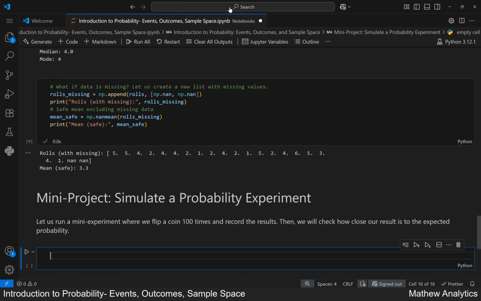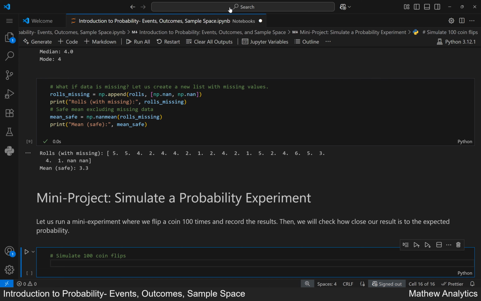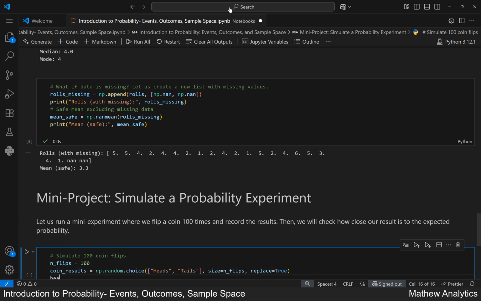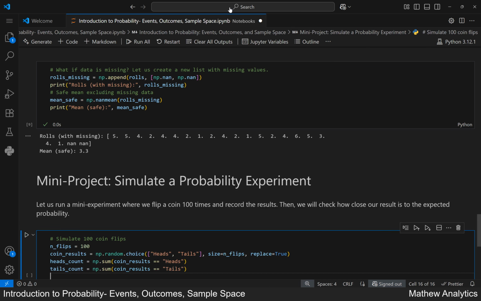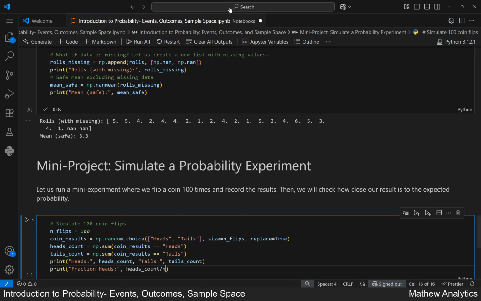We will flip a coin 100 times using the computer. Let us count how many times it lands as heads or tails. We set how many flips we want. Here, we make a list of 100 outcomes, heads or tails. We count how many times heads appears. We count the number of tails. We print both counts. Now, we print what fraction of flips were heads.